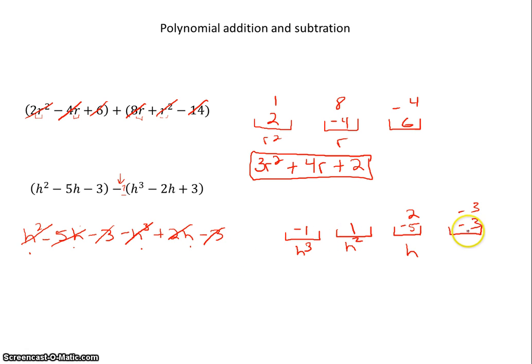Okay, so now I'm just going to do exactly like I did before. -1 times h cubed is going to be written -h cubed. 1h squared, that's positive, plus h squared. 2 times -5 is -10h. And then -3 plus -3 is -6, and that is the answer to that one.